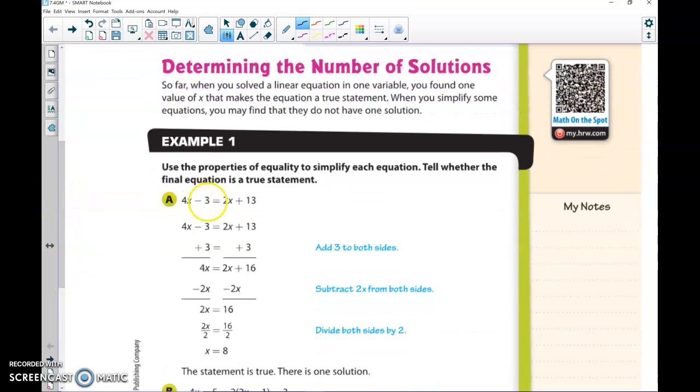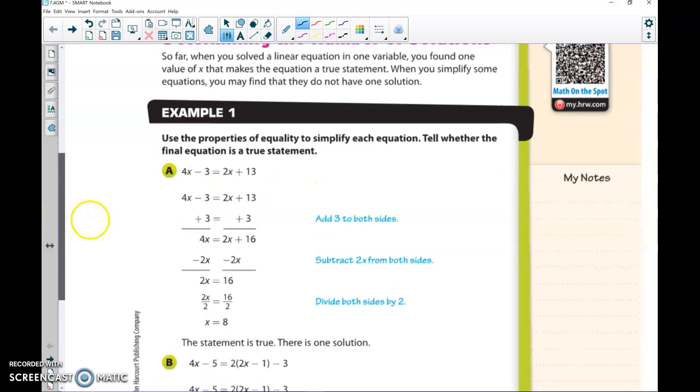So here we have 4x minus 3 and 2x plus 13. So here, this is just going to be a normal problem, and I can already tell that because my x's are different. I have a 4x and a 2x. Remember, no solutions, many solutions, you're only going to get those when the x's are the same. And I already know 4x and 2x aren't the same.